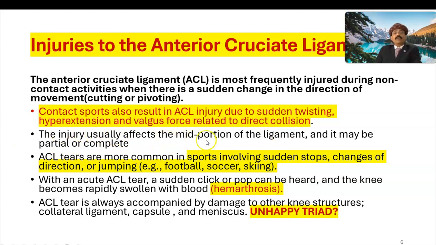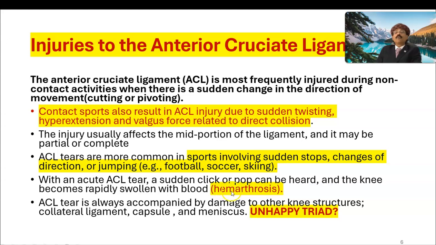The injury usually affects the mid portion of the ligament and it may be partial or complete, depending on the impact of the injury. ACL tears are more common in sports involving sudden stops, changes in direction, or jumping, that is, football, soccer, skiing. With an acute ACL tear, a sudden click or pop can be heard and the knee becomes rapidly swollen with blood.